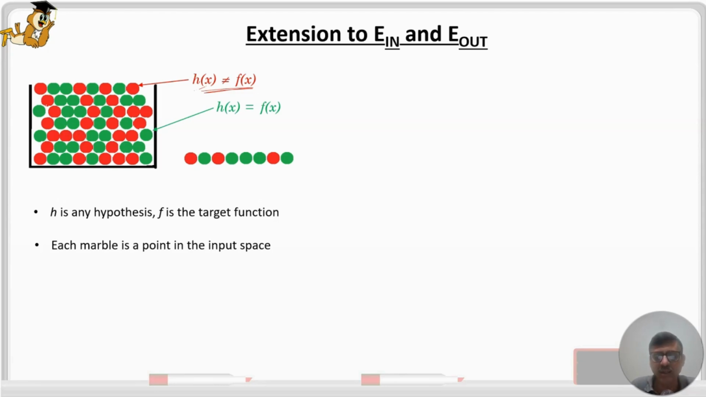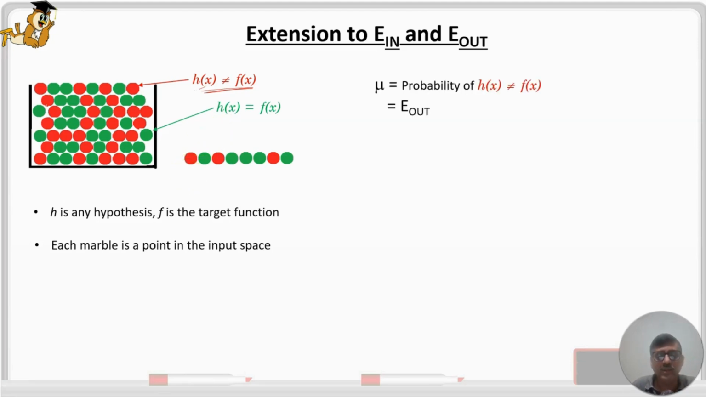Remember, I said in the earlier slide that Hoeffding's inequality holds for any ratio of green and red marbles. And therefore, the inequality would continue to hold if I colored these marbles in a specific way, and that specific way of coloring depends upon the hypothesis given to me. H of x not equal to f of x are red, h of x equal to f of x are green.